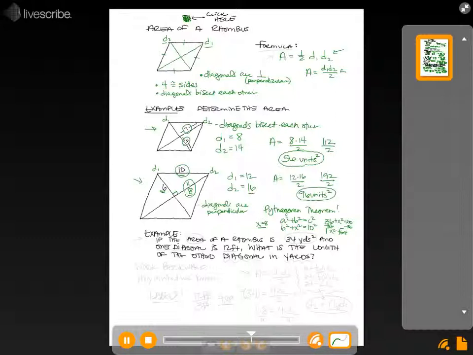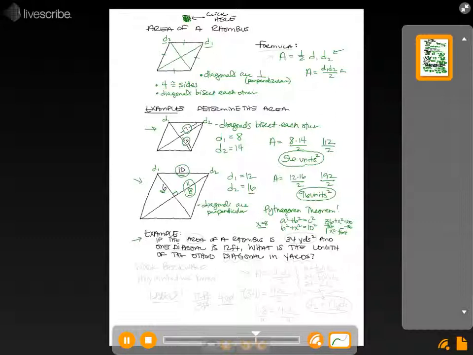So in this one, a little different. We use the fact that our diagonals are perpendicular and use the Pythagorean theorem in order to figure out the other diagonal, part of the other diagonal, and then double it of our rhombus. So we're going to start combining some ideas on some of these examples. So you need to think back a little bit to some of the other things we've talked about in geometry.